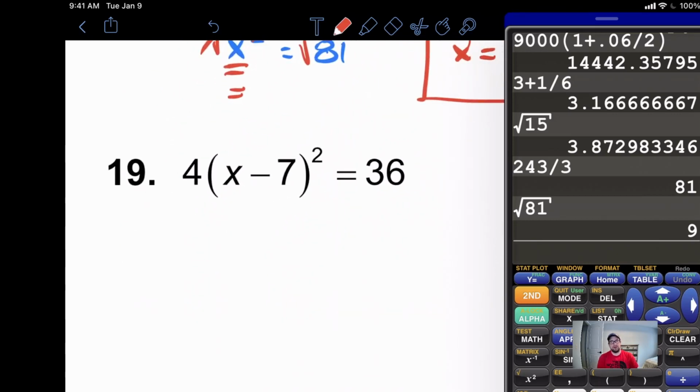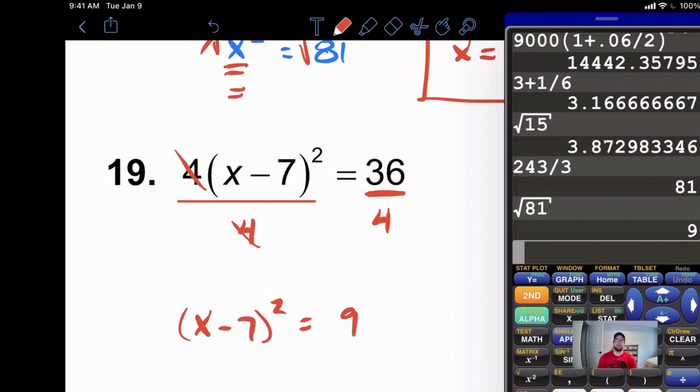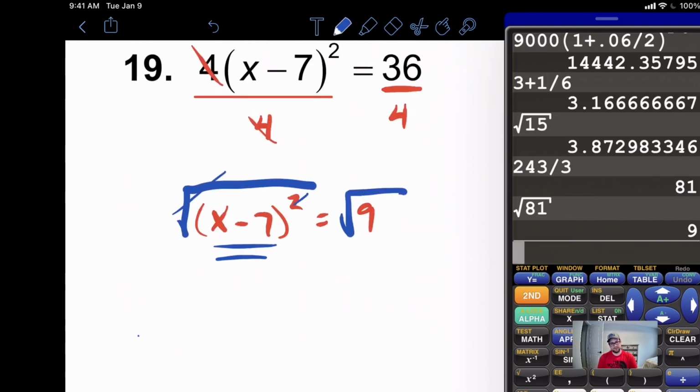Let's look at one last version of that problem. So here it is. In this situation, all of this is being squared. So we got to get rid of anything that's not being squared. So what we're going to do is divide by 4 so that these 2 pieces cancel. Now remember, whatever you do to one side, you have to do to the other. So that's also going to go over there. I'm going to be left with x minus 7 squared is equal to 9. Now at this point, this whole thing is being squared. So to undo squaring it, we want to take the square root of both sides. That means this and this will cancel, and we're just going to be left with x minus 7.